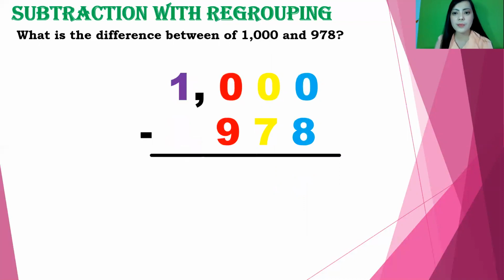Next, what is the difference between 1,000 and 978? So 1,000, 0 minus 8 cannot. You cannot borrow from the tens because it's 0 there in the next number. 0 minus 7 cannot. You cannot borrow again in the hundreds place because it's 0. So 0 minus 8 cannot be again. So what are you going to do?